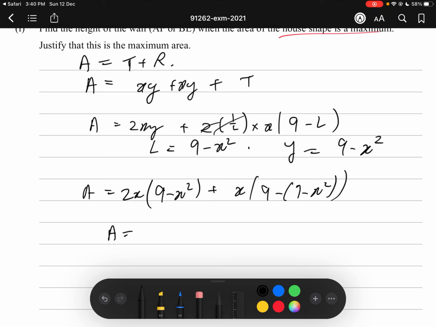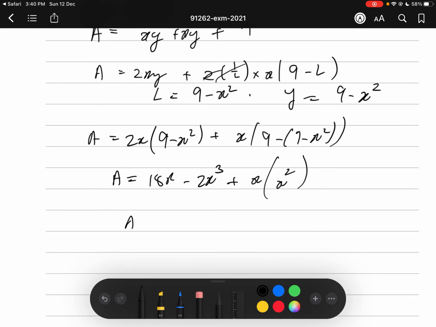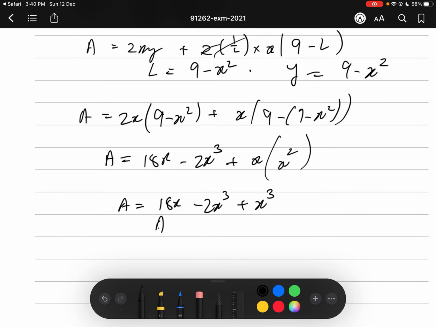So area equals, simplifying this one, 18x minus 2x to the power 3, plus x times (9 minus 9 is 0, negative of negative x squared is positive x squared). So area is equal to 18x minus 2x to the power 3 plus x to the power 3. And area equals 18x minus x to the power 3.